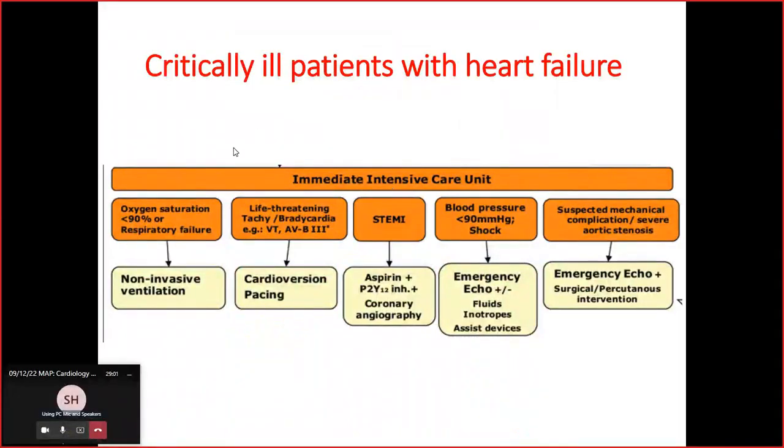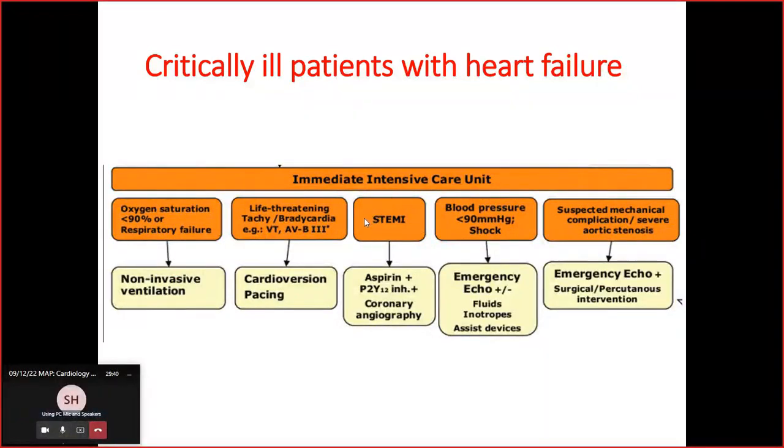We have also to search for a cause. So a patient presented with oxygen saturation less than 90% or respiratory failure will be a candidate for non-invasive or even invasive ventilation. For a patient presented with life-threatening tachycardia, we should consider cardioversion. If the patient presented with life-threatening bradycardia, like complete heart block or 2-to-1 block or high-grade block, we will consider him for pacing, either temporary pacing or transcutaneous pacing, and then consider implantation of a permanent pacemaker later on.